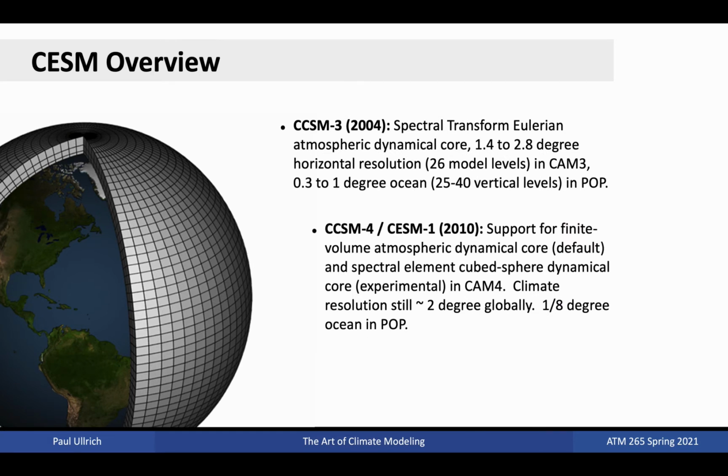Version 3 of CCSM was released in 2004, now featuring a resolution upgrade to 1.4 degrees global grid spacing in CAM3. POP was also updated to higher resolution, featuring a 0.3 to 1 degree ocean with 25 to 40 vertical levels. Version 4 of CCSM was a jumping point to CESM1, which featured the CAM4 finite volume atmospheric dynamical core and experimental spectral element dynamical core. POP again received a resolution upgrade to 1/8 degree.